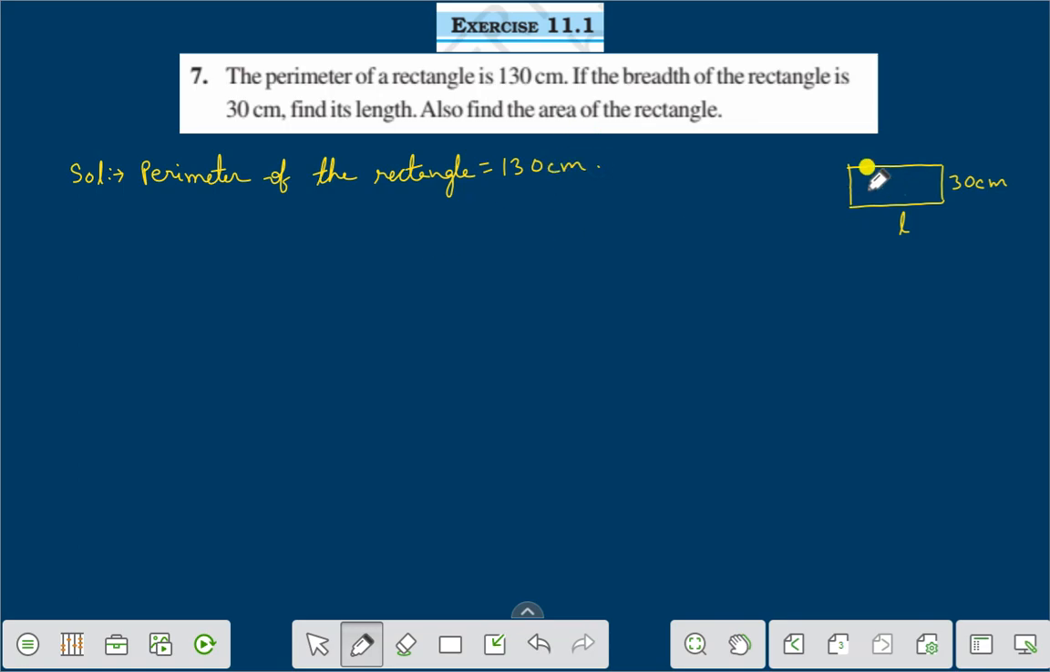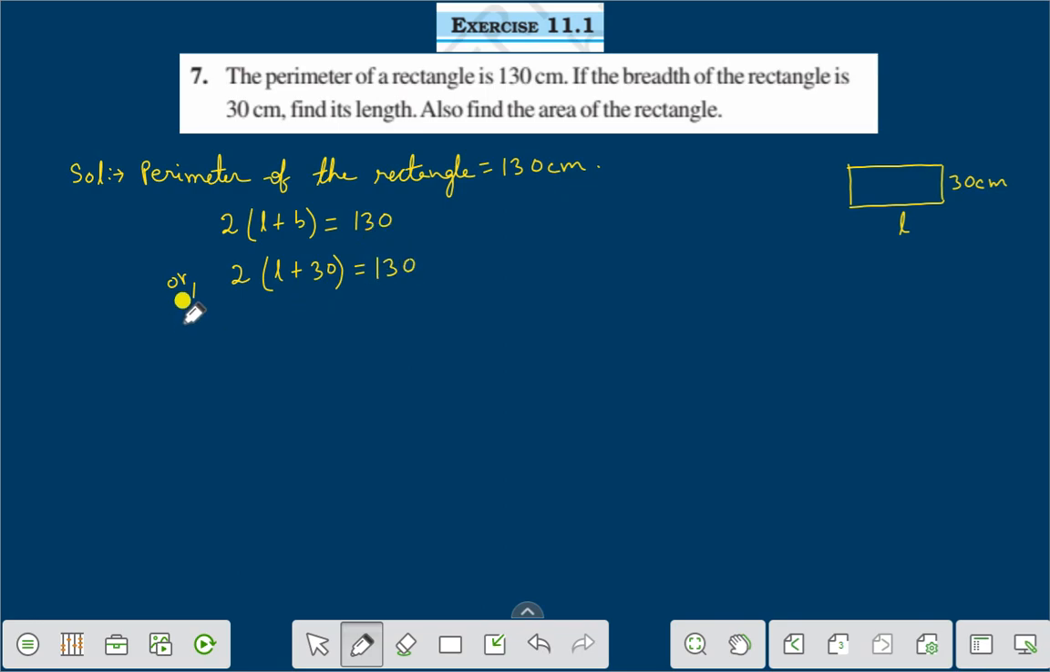Let the length of the rectangle be L, and we know that perimeter of a rectangle is 2 into (L plus B). Therefore, perimeter of rectangle is 2 into (L plus B), and perimeter is given as 130 centimeter. Therefore, this is equal to 130 centimeter. Or you can write 2 into (L plus breadth), where breadth is given as 30 centimeter, 2 into (L plus 30) is equal to 130.